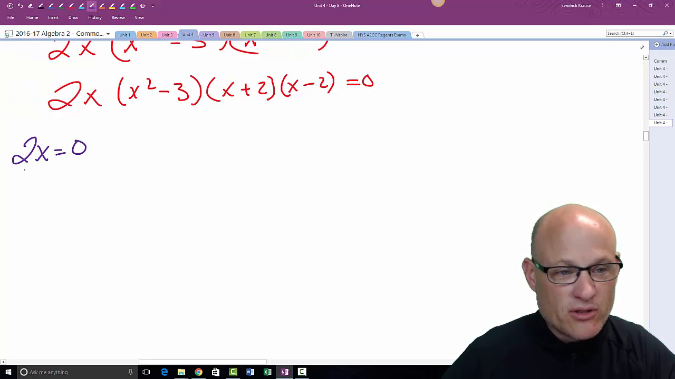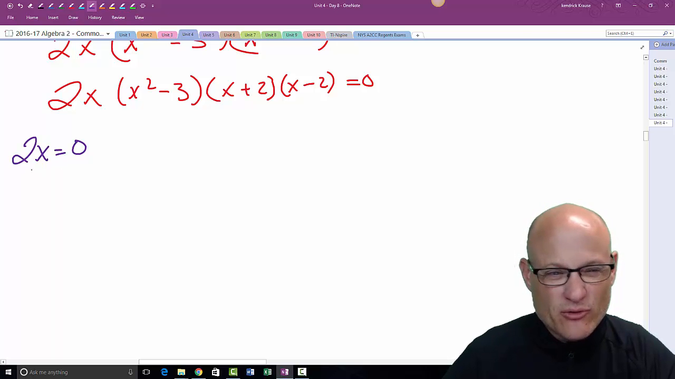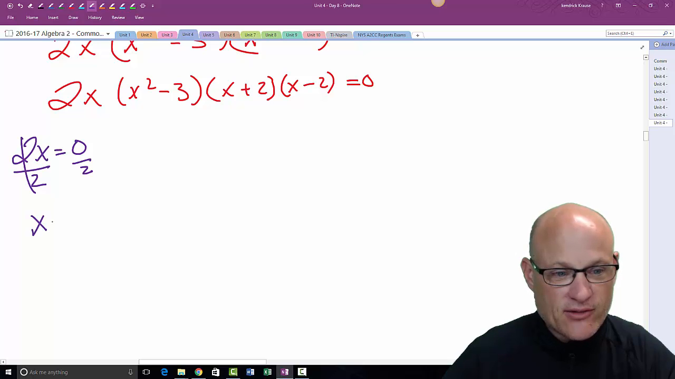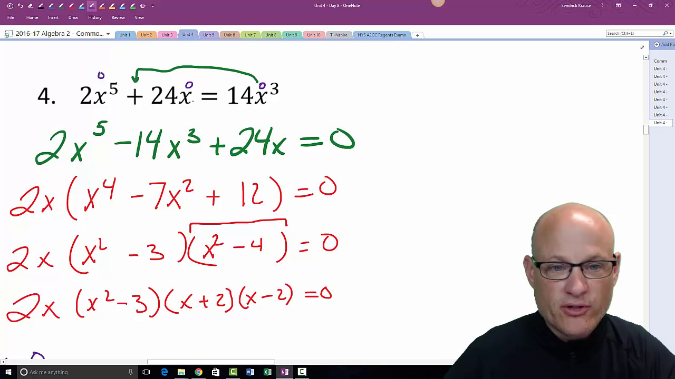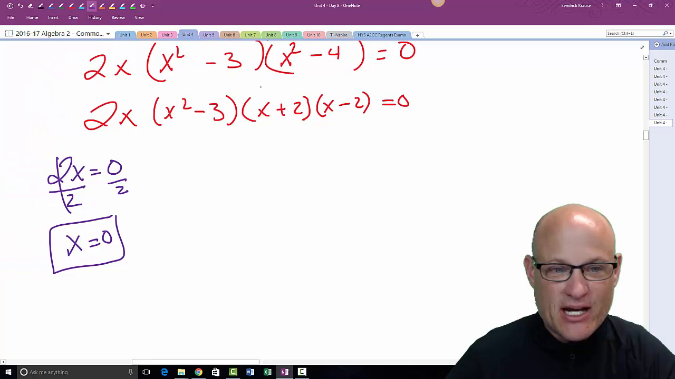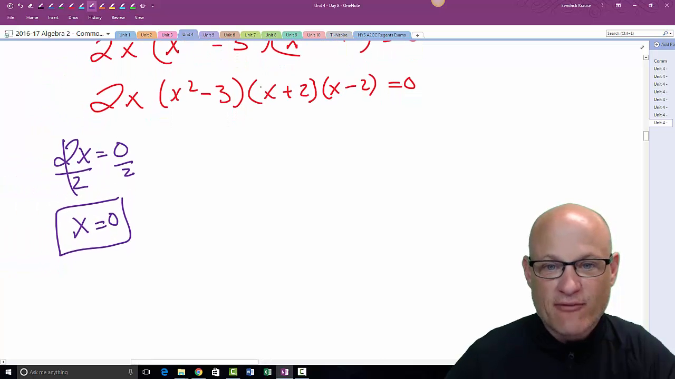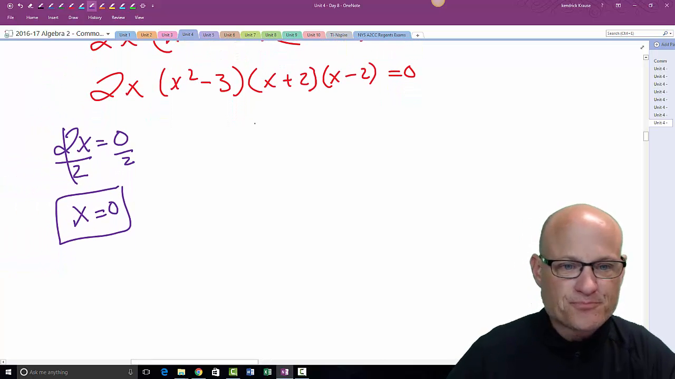2x equals 0. Obviously, 2 times 0 is 0, but if you need to show work, divide by 2, I get x equals 0. Now think about it. If x was 0, if you plug a 0 in there, and a 0 in there, and a 0 in there, that'd be 0 plus 0 equals 0. Clearly, 0 is a solution. Anytime you take out a variable as a GCF, 0 will be a solution.